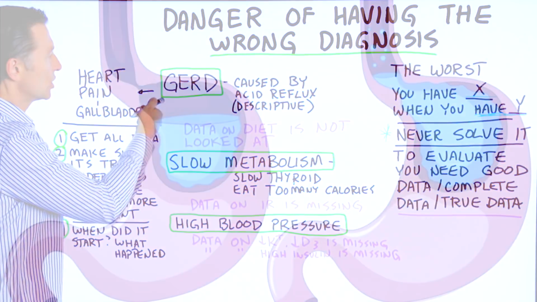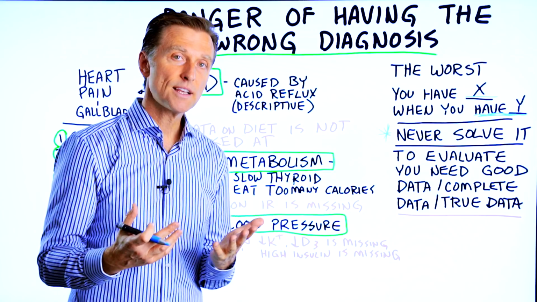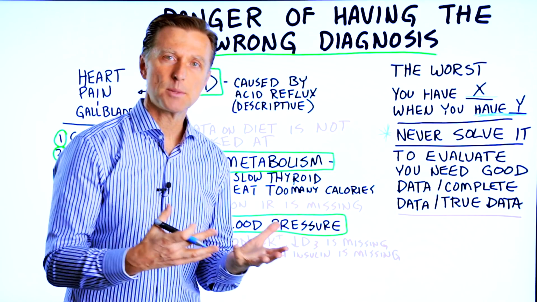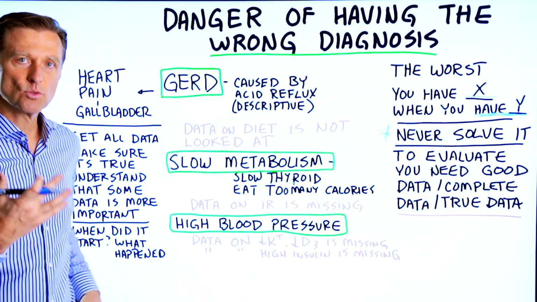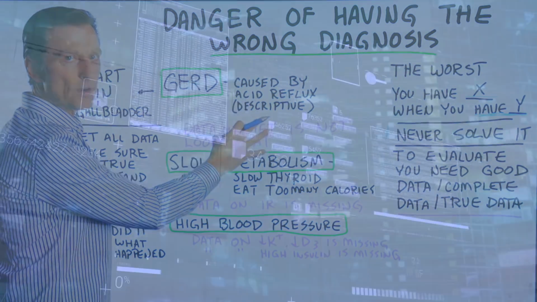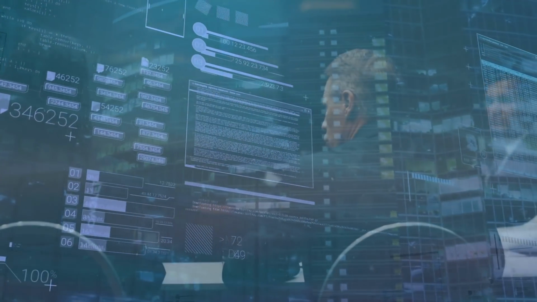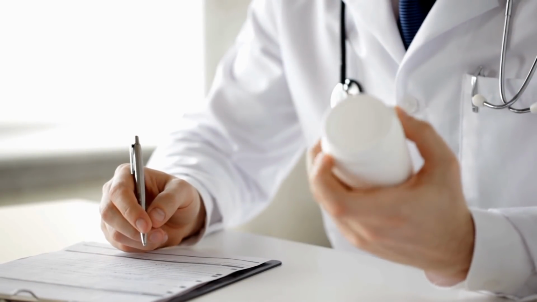Let's say we have GERD. This is a disorder where the valve on the top of the stomach doesn't close, so you have acid that comes up. And so if you read on this, they'll talk about genetics, maybe some environmental things, but it doesn't actually tell you the actual underlying cause. Evaluating someone's diet is not looked at very much in the medical profession. And unfortunately, this data is very, very important, because if this is not added into the equation and it's not looked at closely, you're going to come up with different conclusions and a different treatment.